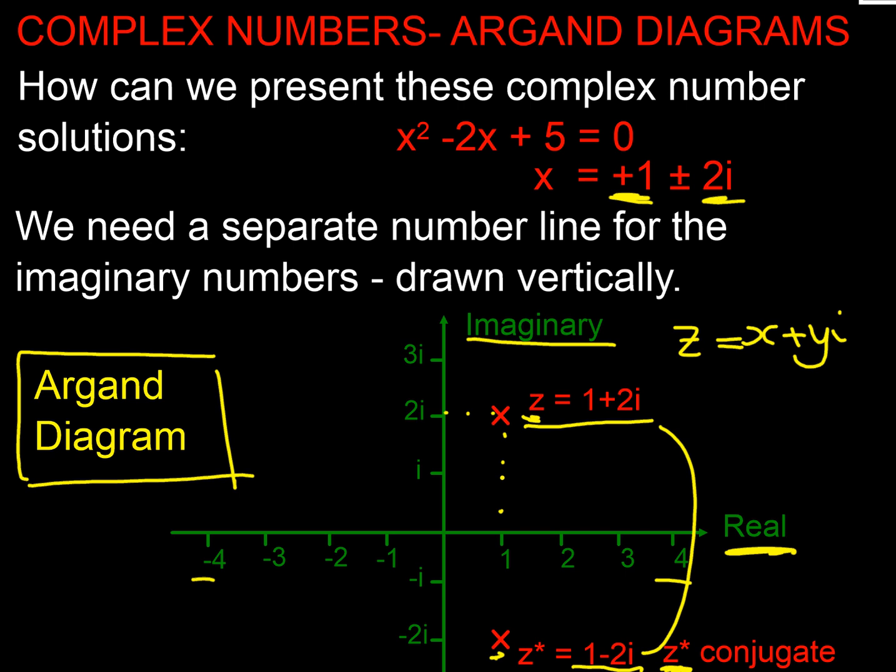That's the conjugate, yeah? So here we can mark our two solutions to our quadratic, x squared minus 2x plus 5 equals 0, and we get these two points and we plot them on the graph. Obviously, if we had cases where there were real answers to a quadratic, the numbers would be purely on the real number line, but we can get these answers that are out there on the imaginary side.